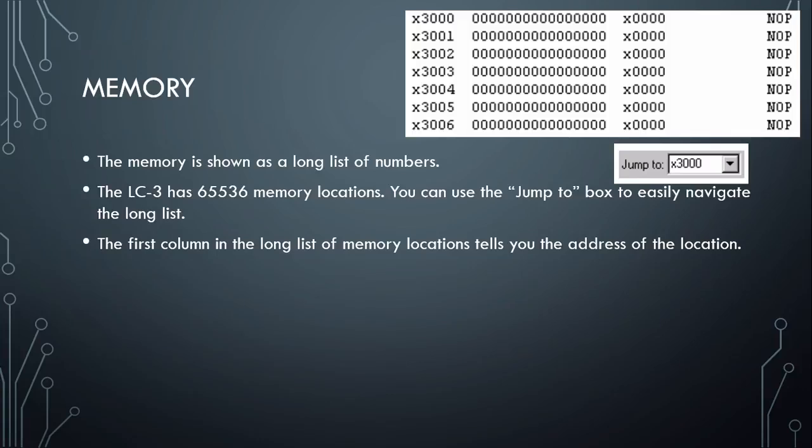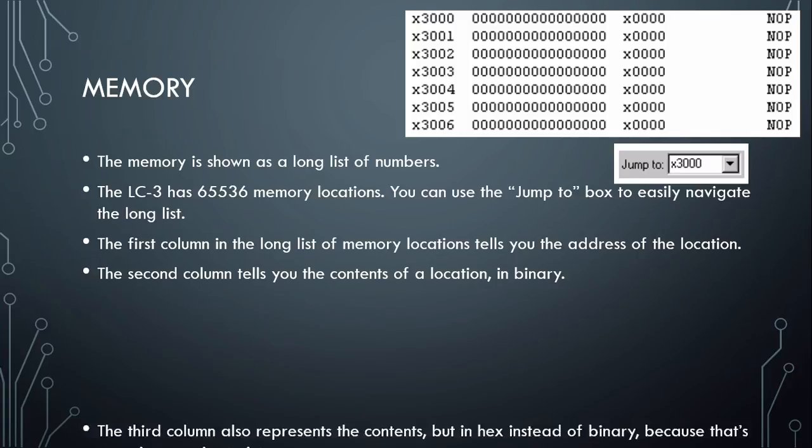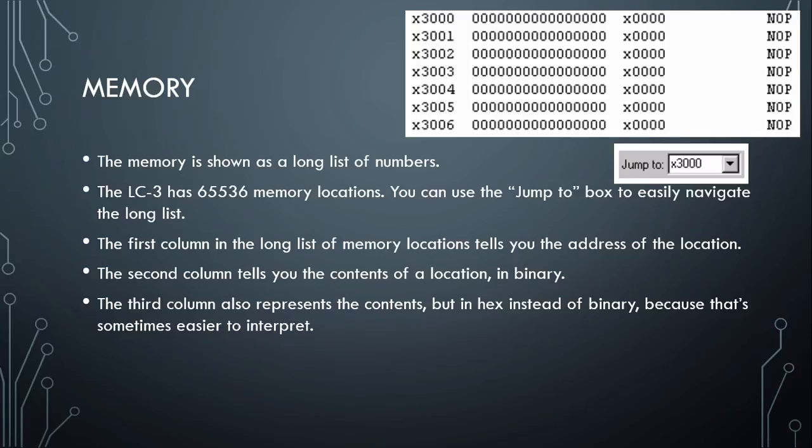The first column in the long list of memory locations tells you the address of the location, so x3000, 3001, whatever. That's just the memory location. The second column tells you the contents of a location in binary. So whatever that value is, it's going to be given to you in binary. It's not going to display it in hex. If you want to see it in hex, you can look in the third column, which also represents the contents.